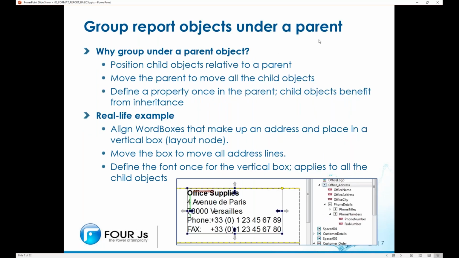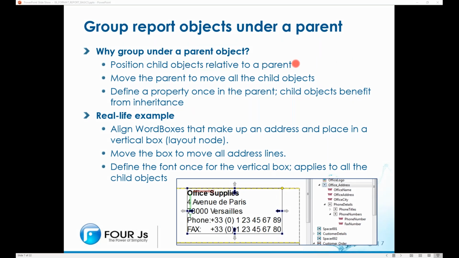You can group report objects under a parent. Why group things under a parent object? Well, to start with, you have to put it underneath a propagating container. But you can group things, like in our order demo, where we group together the address. And why do we group the address under the parent object?